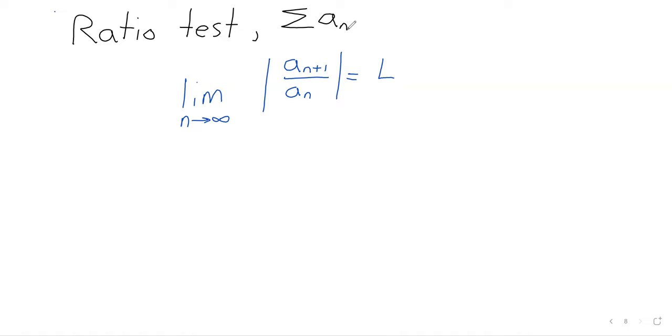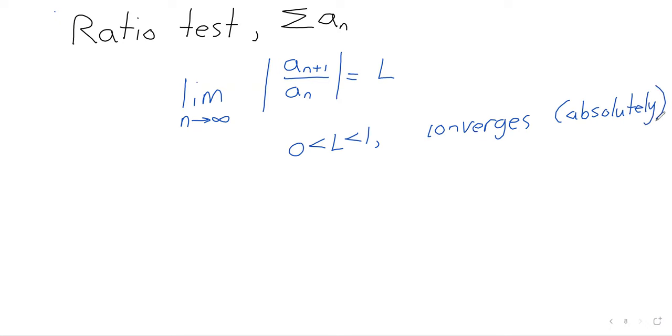So this is going to be some number. I mean, it could just not exist. It could, but let's assume for a moment that this limit does exist. If this limit is between 0 and 1, the series converges. In fact, it converges absolutely. It has a very strong convergence.